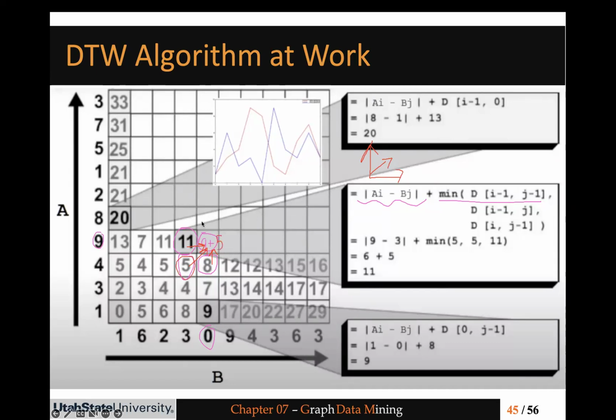So 9 plus 5 is equal to 14, right? So 14 is in theory the number that should be in this particular cell over here. Okay, so that's how we compute the numbers along the warping matrix in this case.